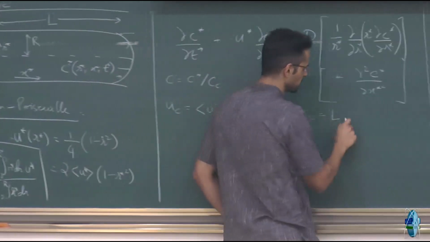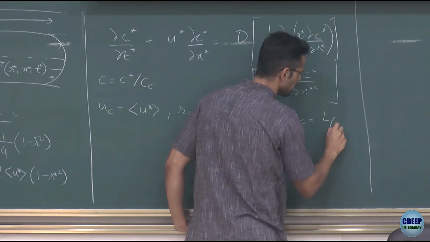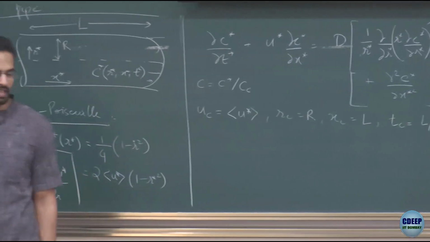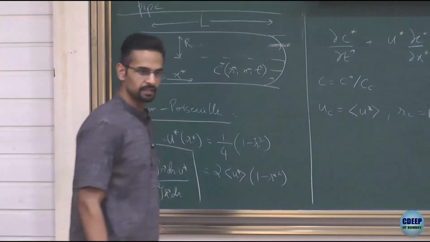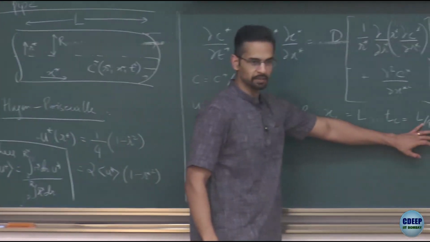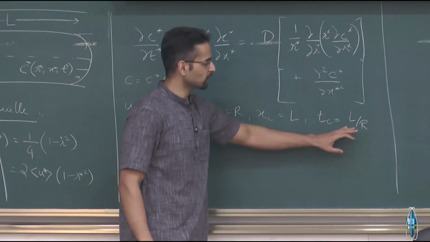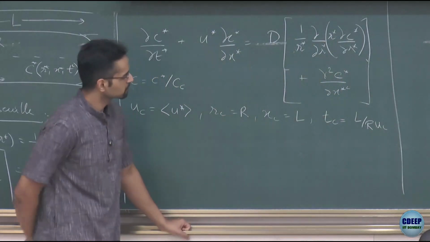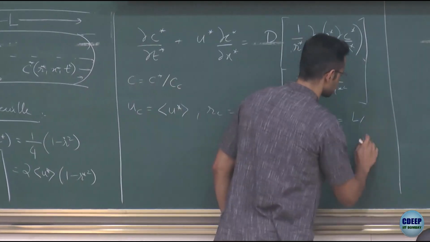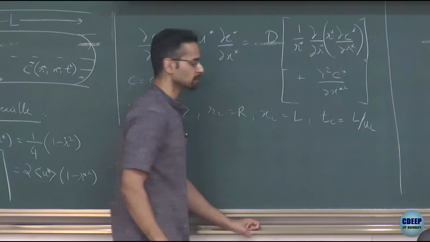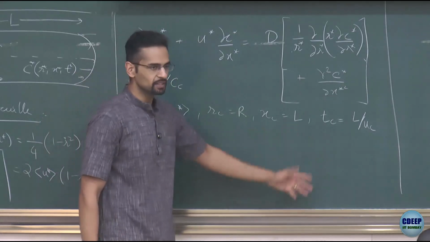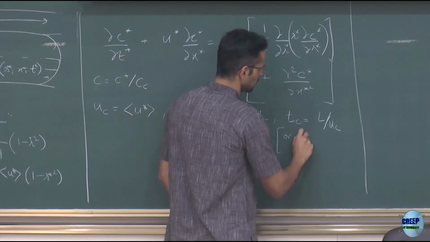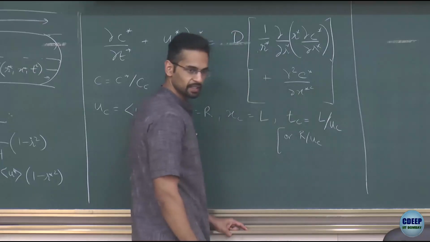Now we have a choice for the time characteristic. For now, let me take it to be L by UC, sorry, I forgot a U. We'll revisit that. I'm generally going to be interested in what's happening on long time scales, so this is the long advection time scale. Note that I could also have R by UC, which would be a short advection time scale.